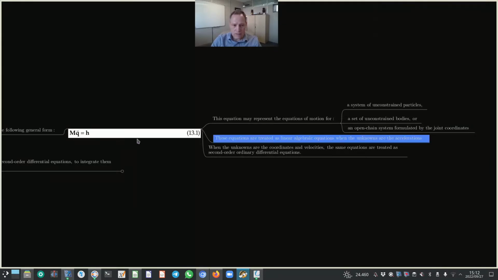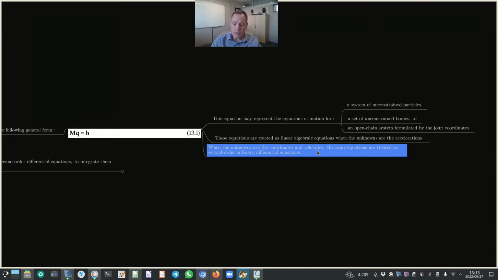Now, these equations 13.1 are treated as linear algebraic equations when the unknowns are the accelerations. When the unknowns are the coordinates and velocities, the same equations are treated as second order ordinary differential equations. And we'll speak about ordinary differential equations a bit more later on in this lecture.